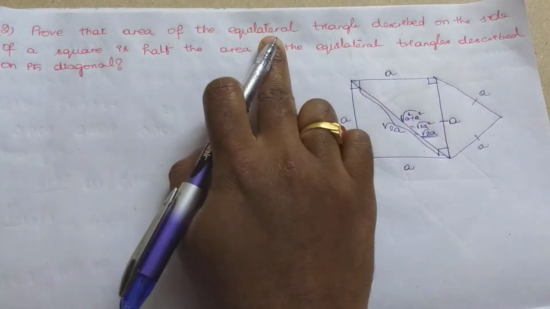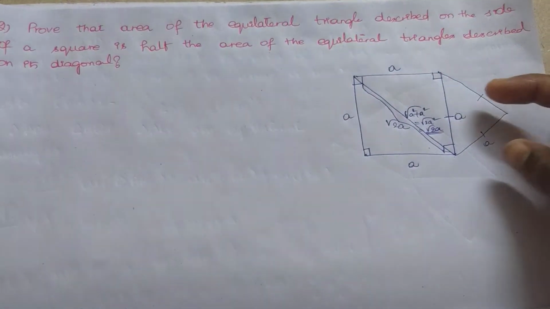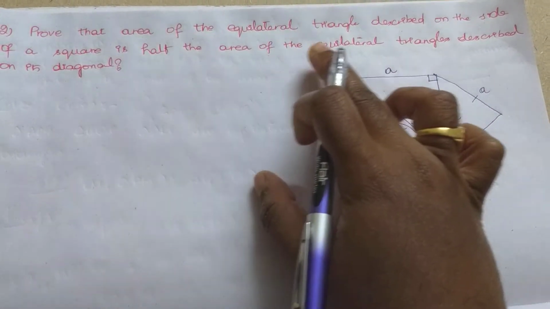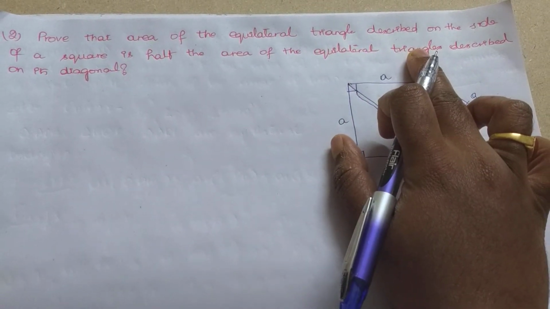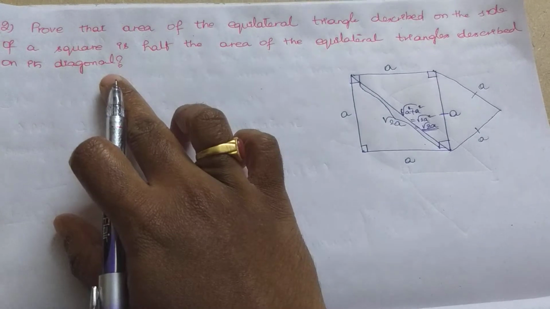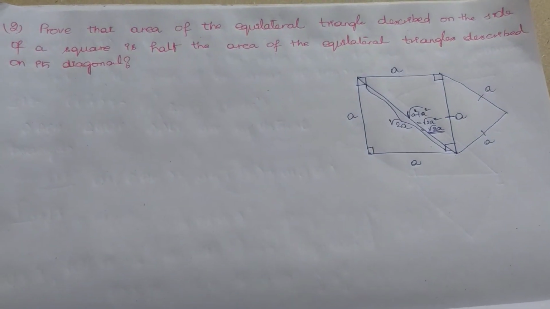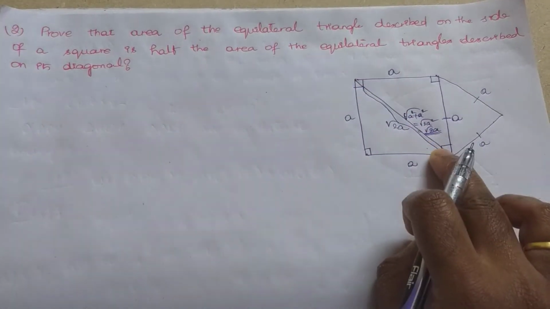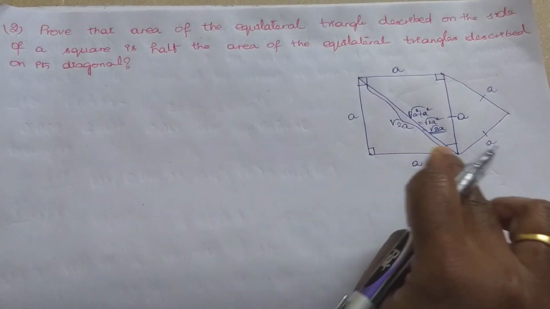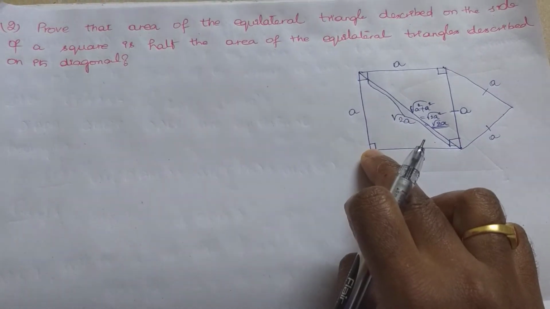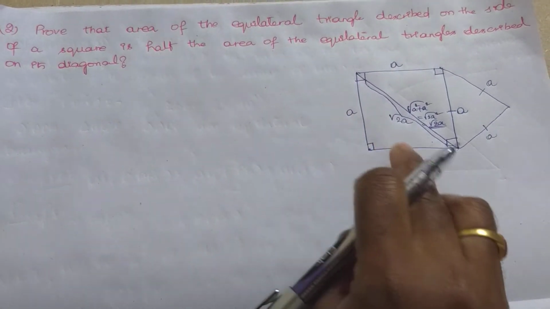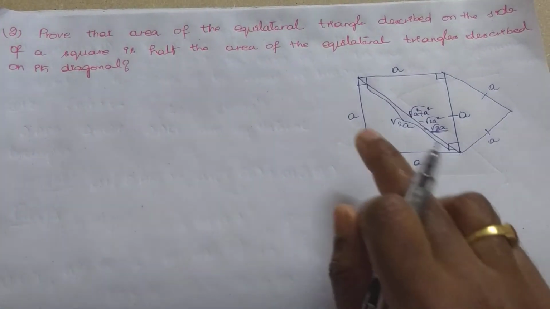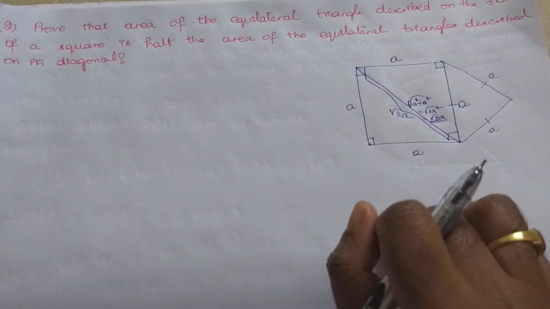So, prove that the area of the equilateral triangle described on the side is half the area of the equilateral triangle described on its diagonal. Correct? If this is the diagonal, we know that at each vertex the angle formed will be 90 degrees in a square. In a square all the sides are equal, so let the side be A. If the side is A, what will be the length of the diagonal?